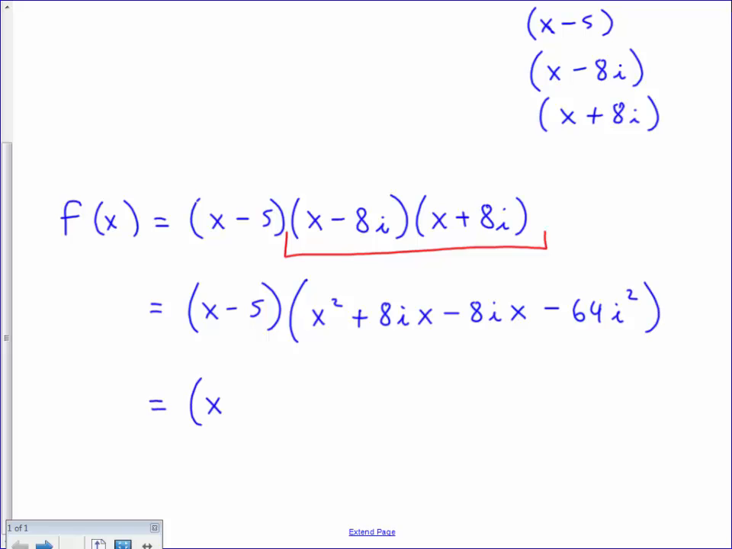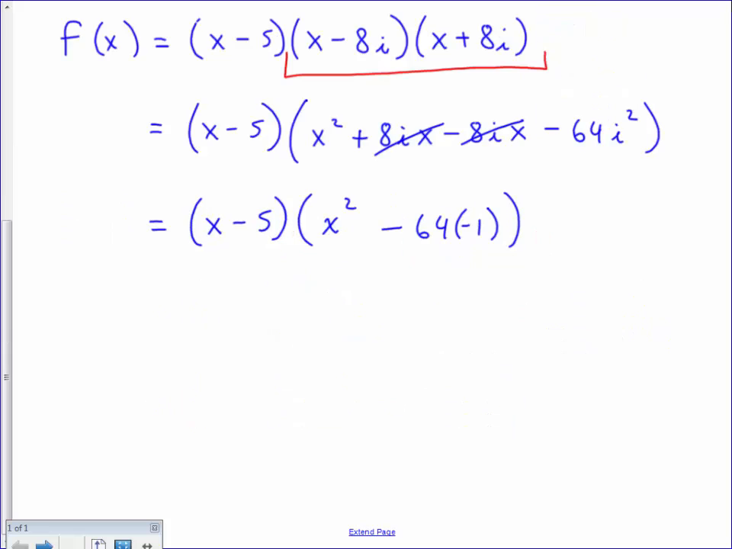Alright, before we multiply anything else, let's go ahead and combine or cancel anything that we can. We'd have an x squared. This term and this term would cancel. And then we'd have minus 64i squared. Recall that i squared equals negative 1, so in place of i squared, substitute a negative 1. And then that would result in that second binomial being x squared plus 64.